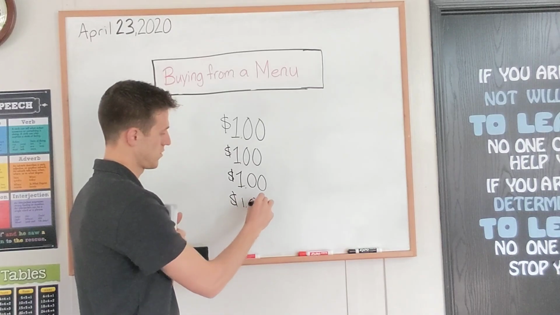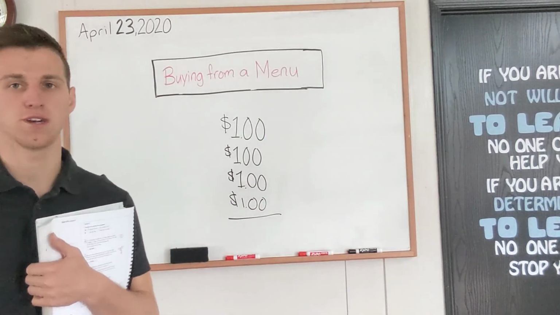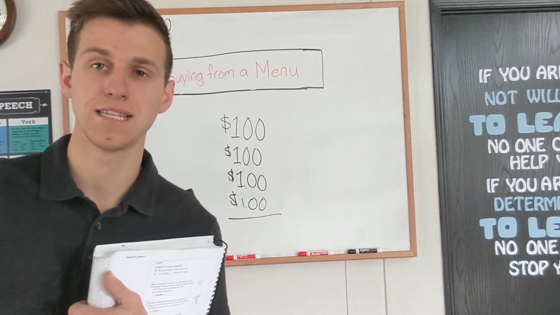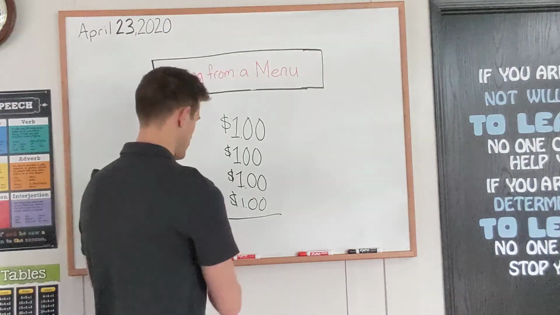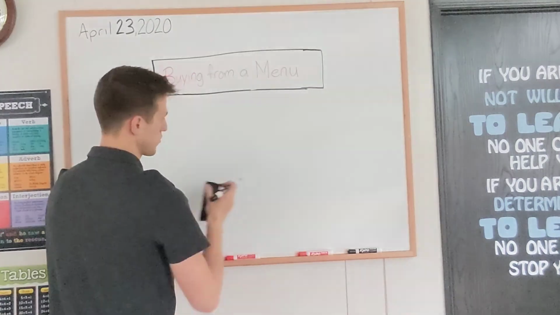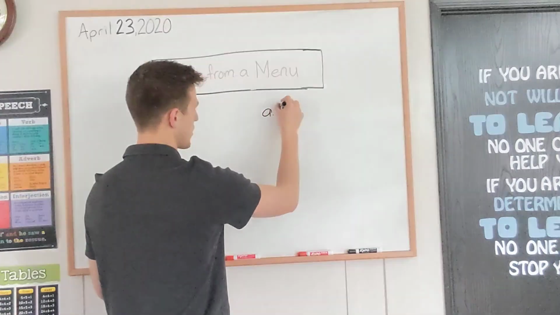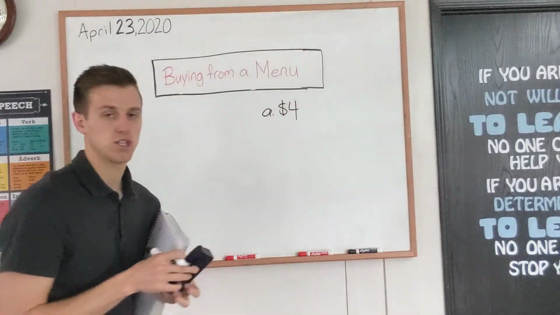So she has 4 things that she's buying for $1, or that's what we estimated it to be. So how much is our estimation going to be? $4, right? So if we look at their question for letter A, it is going to be $4. Now let's move on to B.